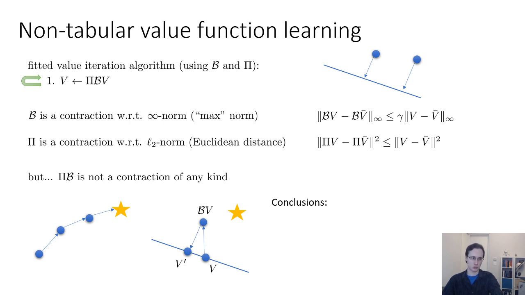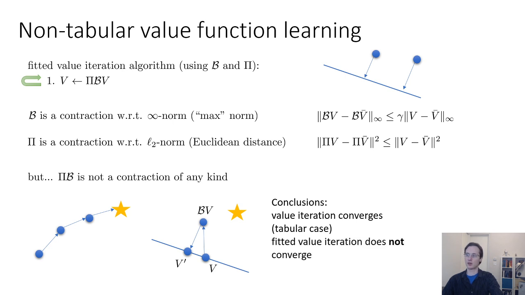So the sad conclusions from all this are that value iteration does converge in the tabular case, fitted value iteration does not converge in general, and it often doesn't converge in practice.